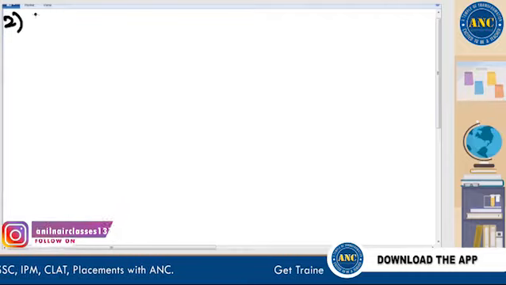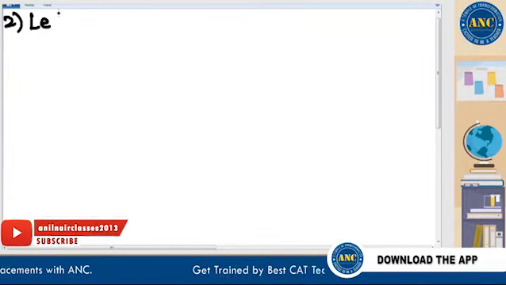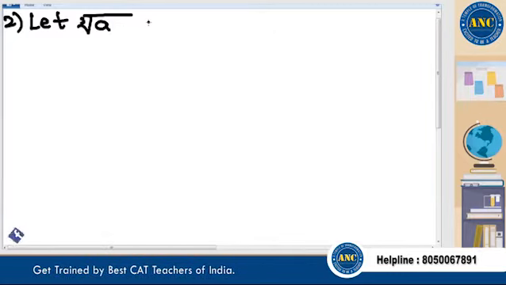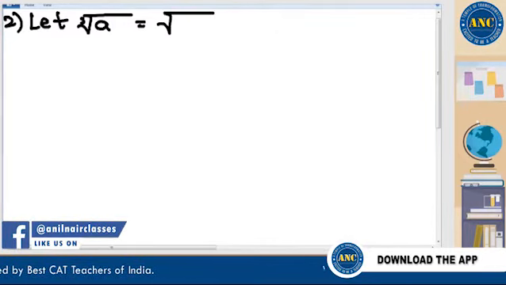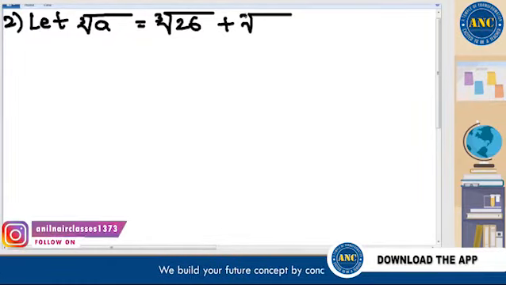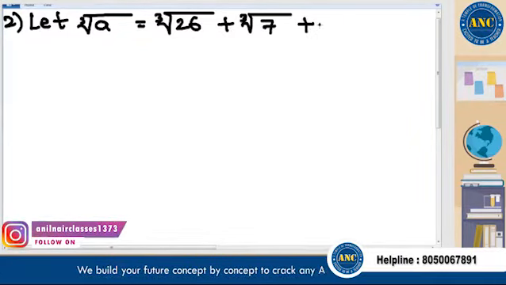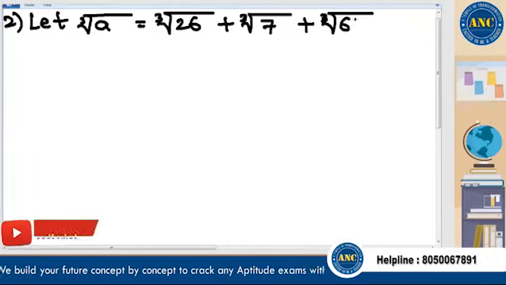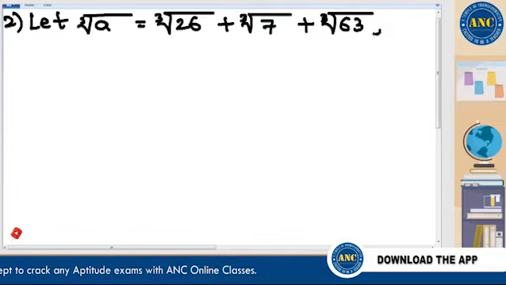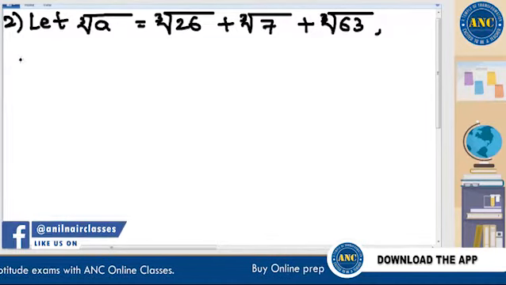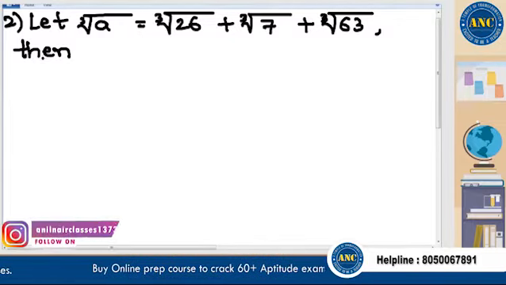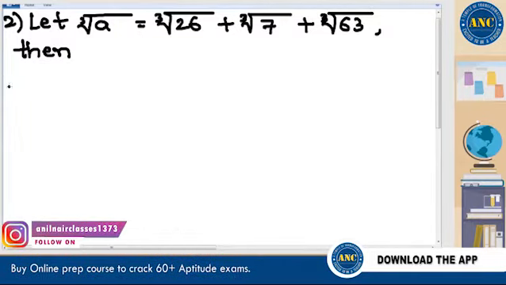Your question is, let cube root of a be equal to cube root of 26 plus cube root of 7 plus cube root of 63. Then what are the possible values out of the given options is the question, right? Which is the possible correct answer is the question.